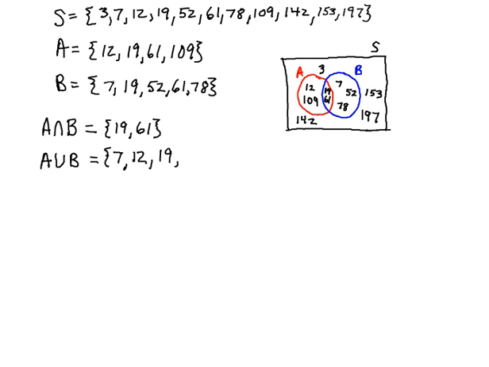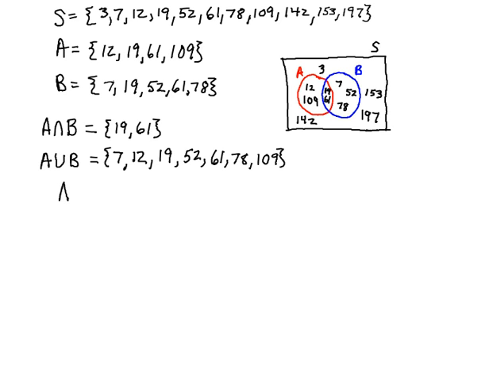So 19 satisfies that. The next one would be 52. That's only in B, but again, it's still in the union. 61, 78, and 109. Notice that in the Venn diagram, it's the set of all the values contained in A union B. It's sort of bringing all the values in those sets into one set. And it's just naming the values that are in that combination.